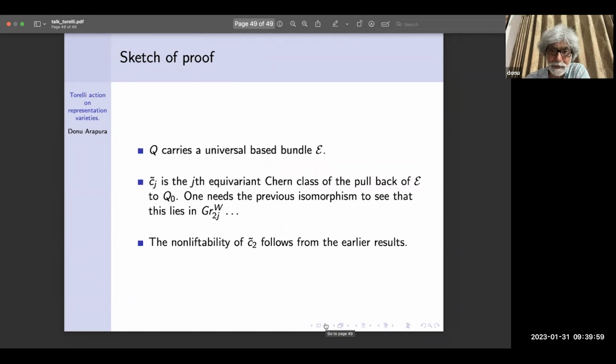And that was this non-liftability, and this follows from the earlier results, basically from the first half of the talk. And that's apparently all I have to say. So, do you want to hear it again? Okay. So that's actually my talk.